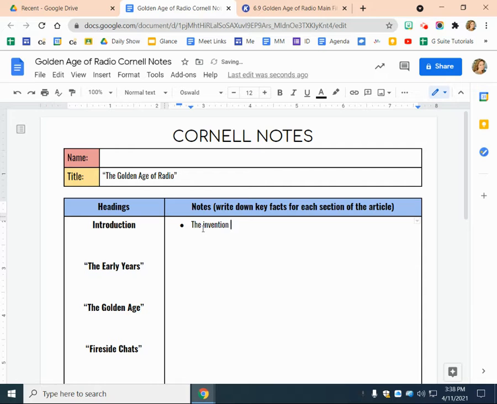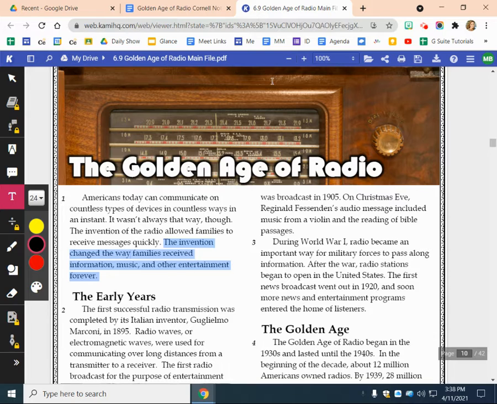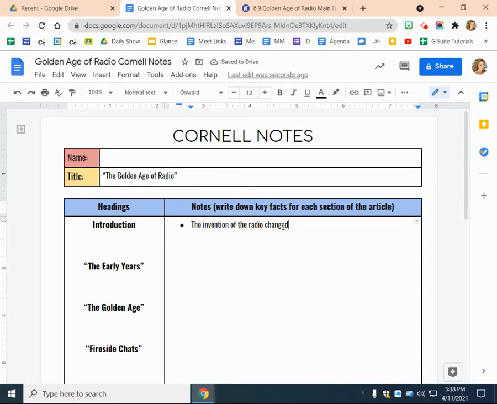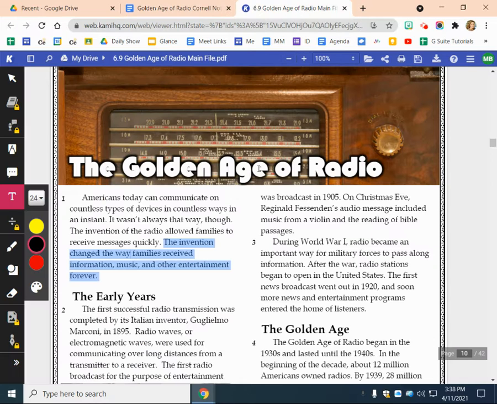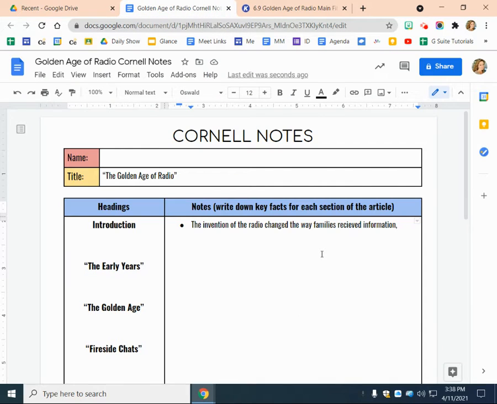The invention of the radio changed, let me go back and look at it again, changed the way families received information, R-E-C-E-I-V-E-D. That's always a tricky spelling for me, the word received. I always have to think about it a little bit harder. Information, music, and other entertainment forever. All right, that's really the most important fact from the introduction.